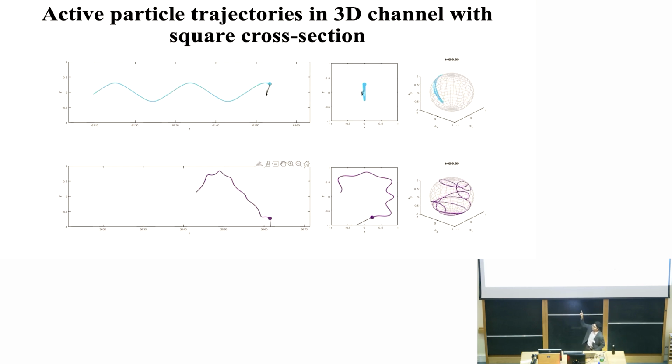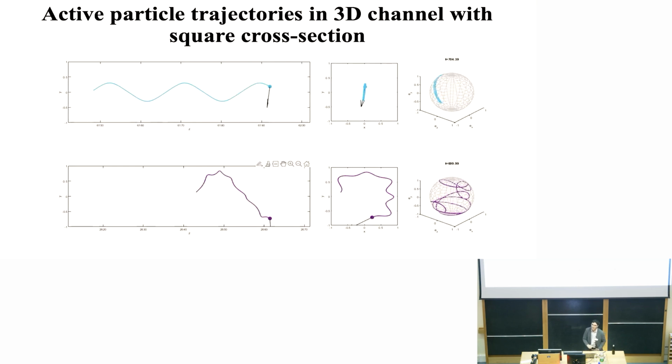But the plot on the left side is the top view of the 3D channel. In the YZ plane, the plot in the middle is the cross-sectional view, and the panel on the right is showing the orientation of the particle.